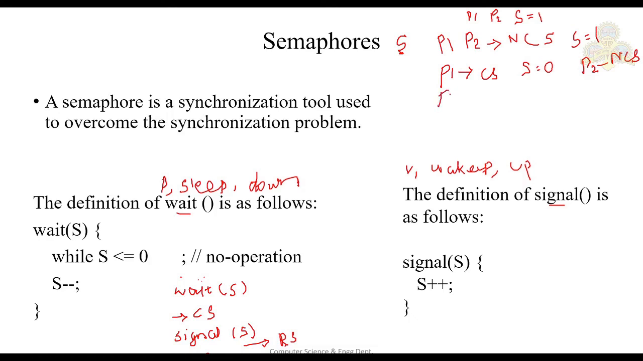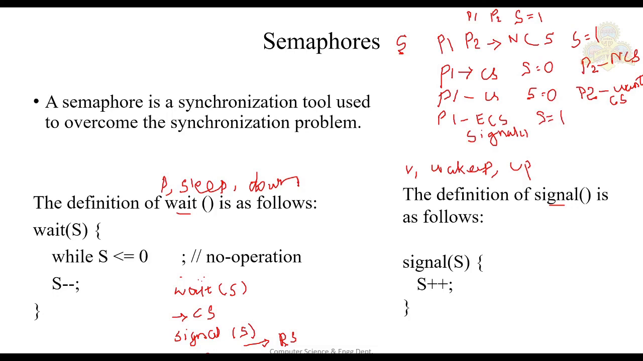Say in the third step, P1 is still in its critical section. Your semaphore S is 0. Why? Because P1 is still executing, right? And say now P2 wants to execute its critical section. Now your process P2 has to wait until P1 comes out of the critical section, and once it comes out it has to execute the signal operation. Say P1 has already exited the critical section and has also executed the signal operation. Whenever the signal operation is executed, you have S++, that means your semaphore would be incremented by 1. So S will become 1 again.